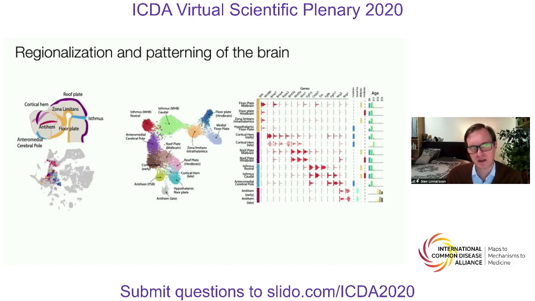We were surprised to find that there is a much larger number of distinct organizer cell types. So, for example, the floor plate is really distinct in different regions of the brain. It's not just one floor plate. And these actually do express a number of distinct morphogens. For example, BMP7 here is much more highly expressed in the midbrain than in the other regions.